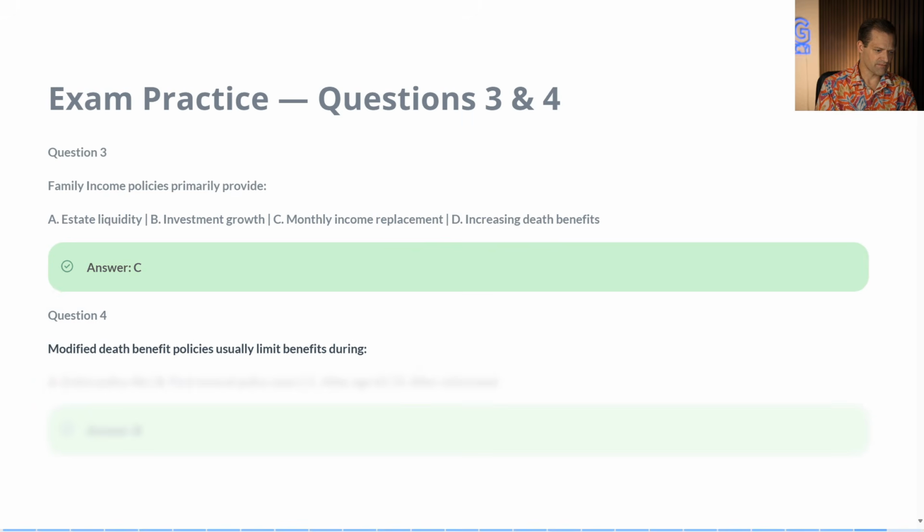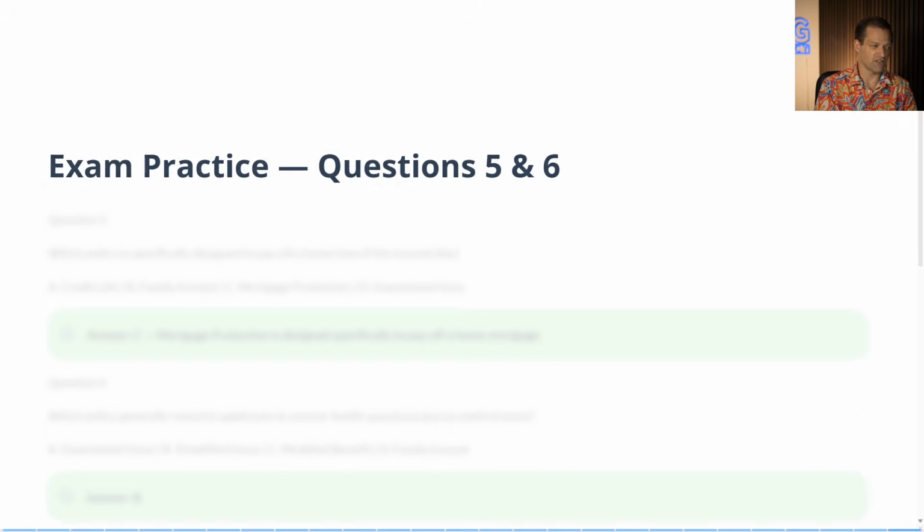Answer C. And then question 4, modified death benefit policies usually limit benefits during the entire policy, for several policy years, or after 65 or after retirement? So it's modified just for the first couple of years. So the answer is B.